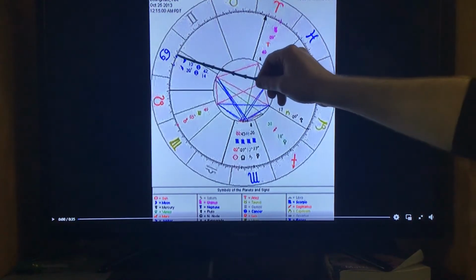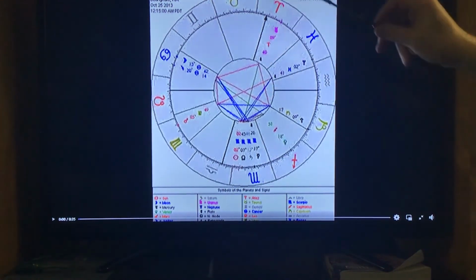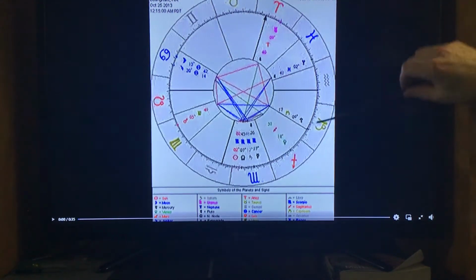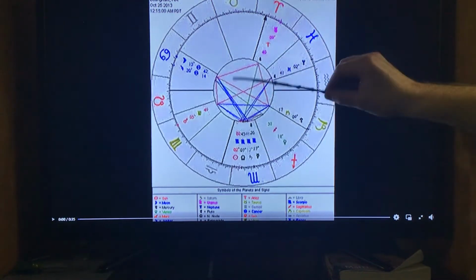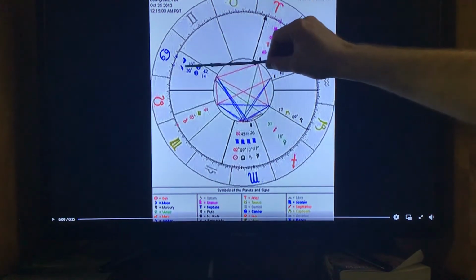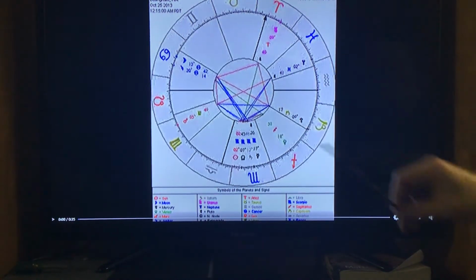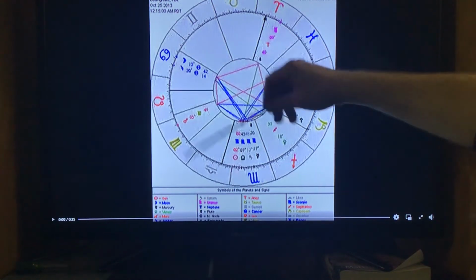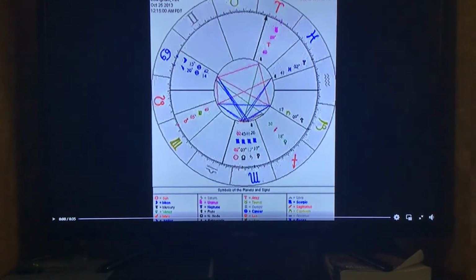Since the moon is the fastest, it is the one making the aspect. If it were, let's say, Jupiter and Saturn, then Jupiter is the planet making the aspect to Saturn because Jupiter is the fastest of the two. So we got the moon making the conjunction with Jupiter, and it is 7 degrees applying.